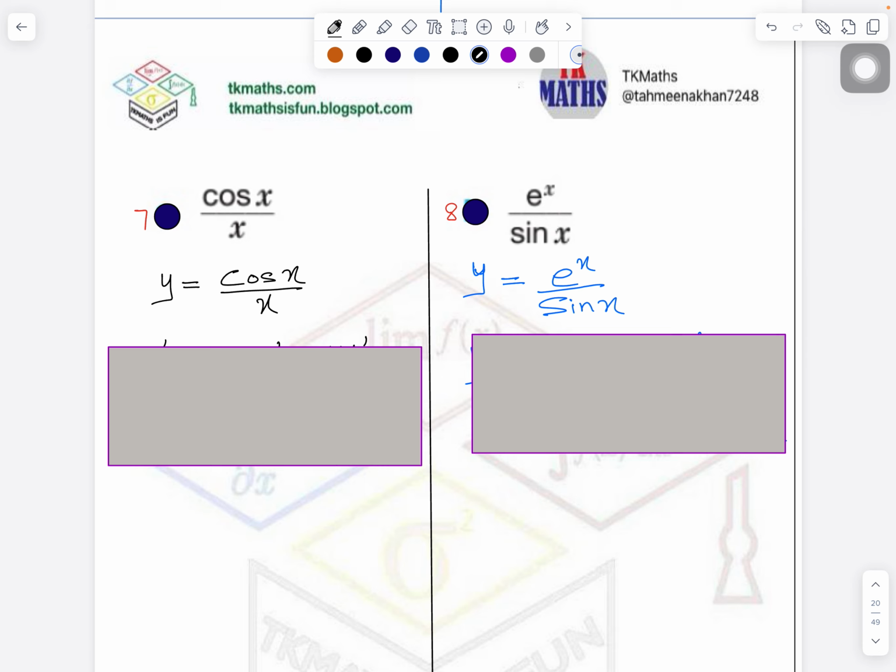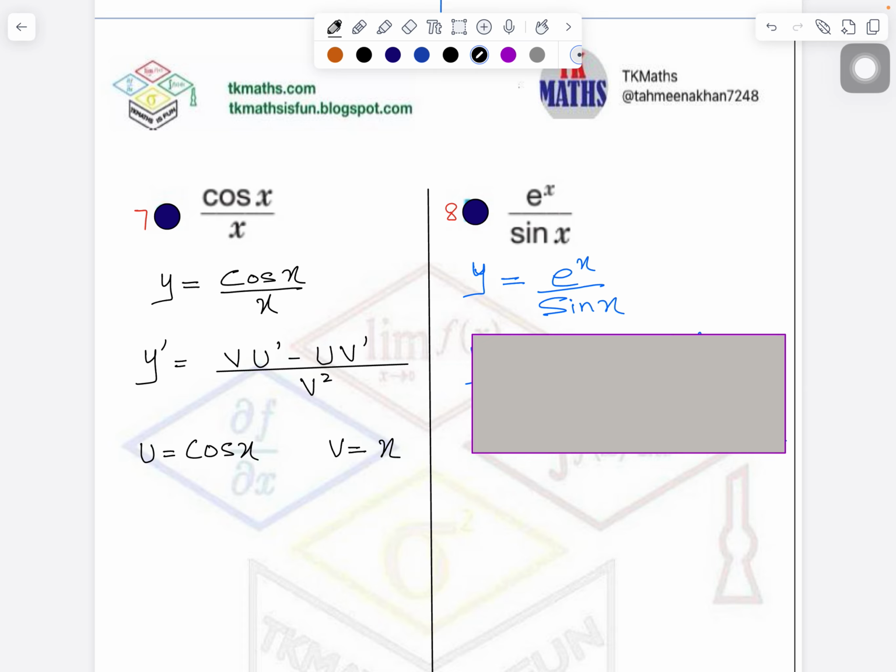So let's do these last two questions and then we will end the video. Product rule, differentiation will end. Okay, so now here u is cos x and v is x. So I will differentiate them. Differentiation of cos x is minus sin x and differentiation of x is 1. So let's substitute these values in the formula here.